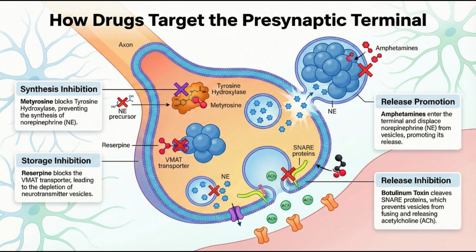When the nerve fires, it's shooting blanks. This causes a massive depletion of norepinephrine and dopamine. It lowers blood pressure, but it also famously caused severe depression because you've depleted the brain's happy chemicals.